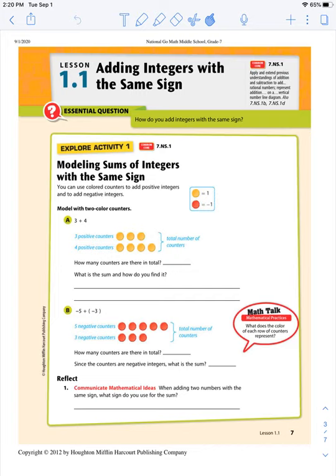One way we would use actual coins if we were in class. Luckily, the textbook has pictures of it.